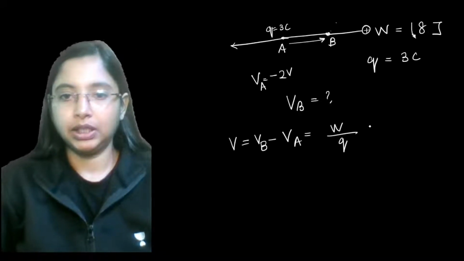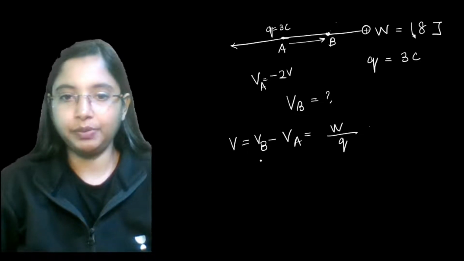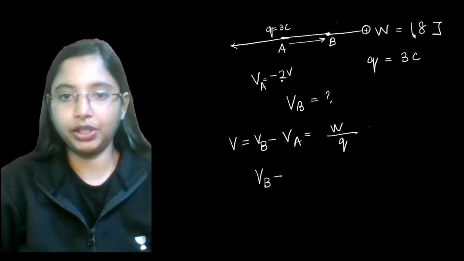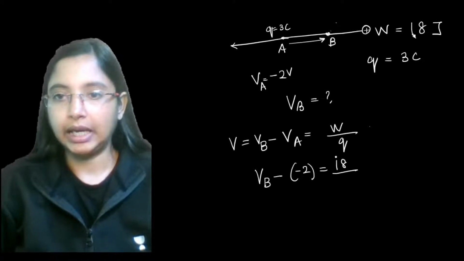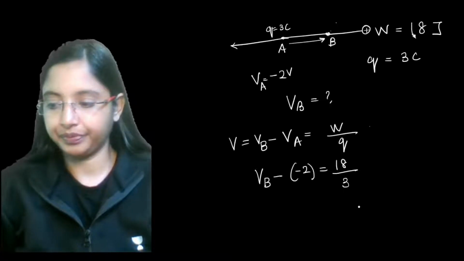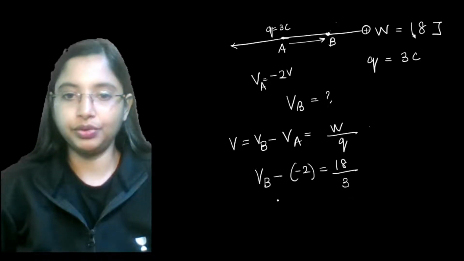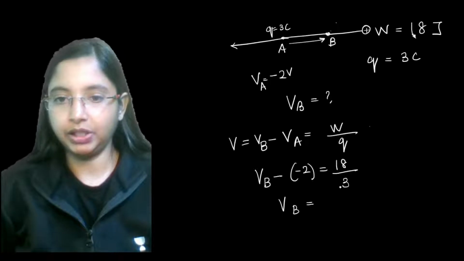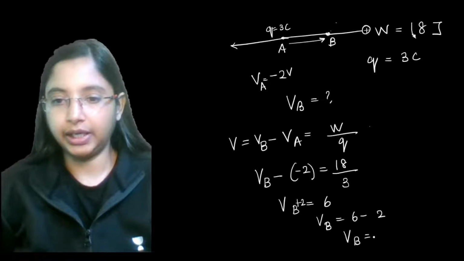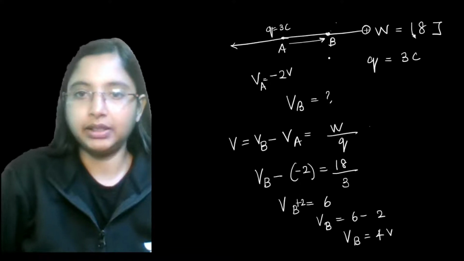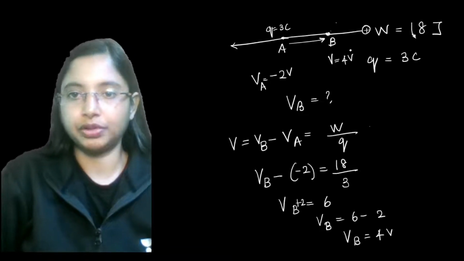Now VB we don't know, we have to find, but we know the potential at point A is minus 2 volts. Work done is 18 joules and charge is 3 coulombs. So if you use that, VB will be equal to 18 by 3, which is 6, and minus into minus becomes plus. So this will be 6 minus 2. And the potential at B at this point is going to be 4 volts.